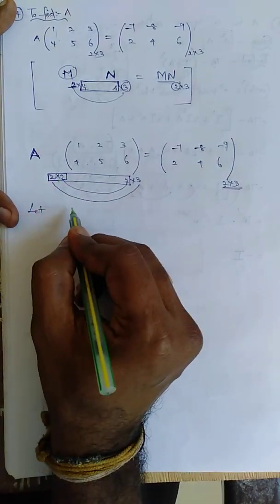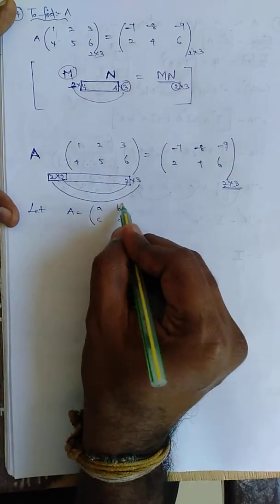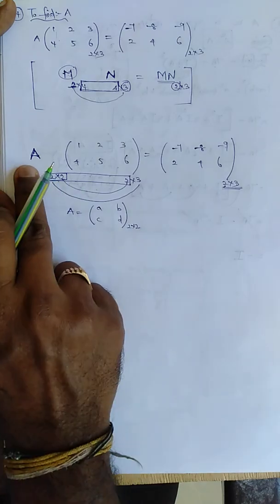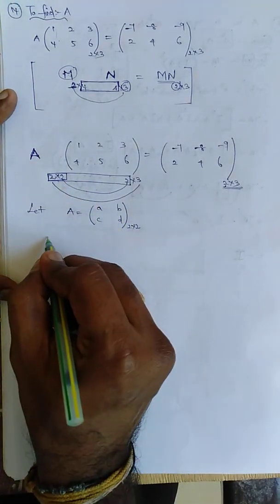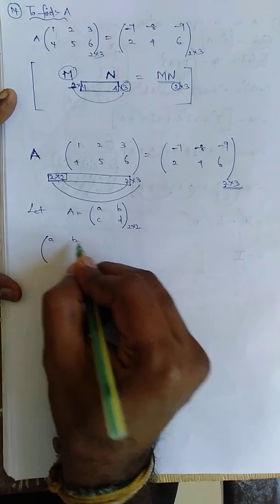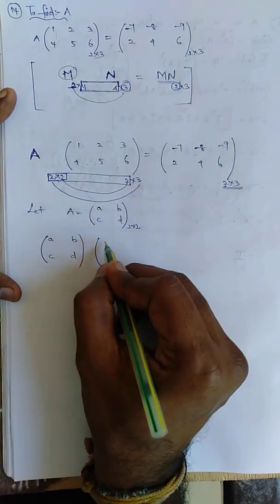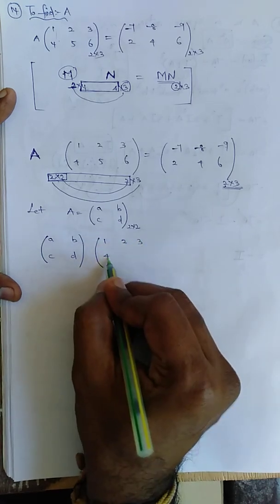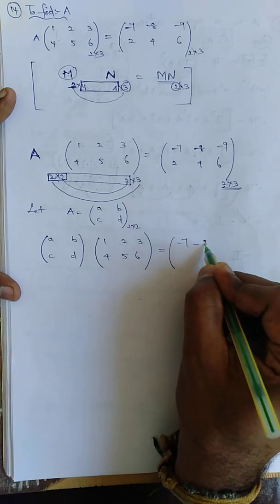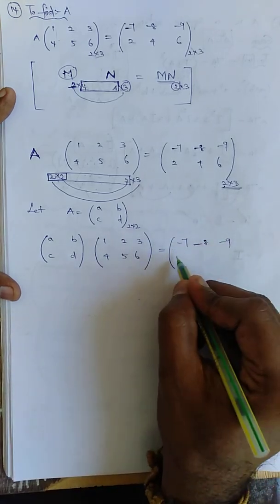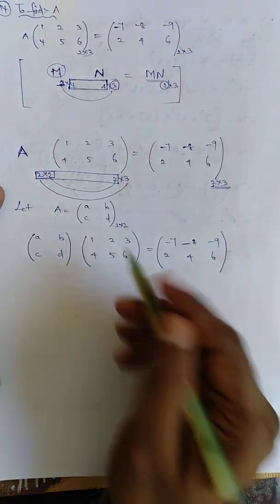Let me assume the A matrix as a, b, c, d. What is the order? 2 cross 2. This is a must. You should not put 3 cross 3. So write a, b, c and d. This is the A matrix, multiplied with 1, 2, 3, 4, 5, 6, and the result is minus 7, minus 8, minus 9, 2, 4, 6. Now we will multiply to find the answer.